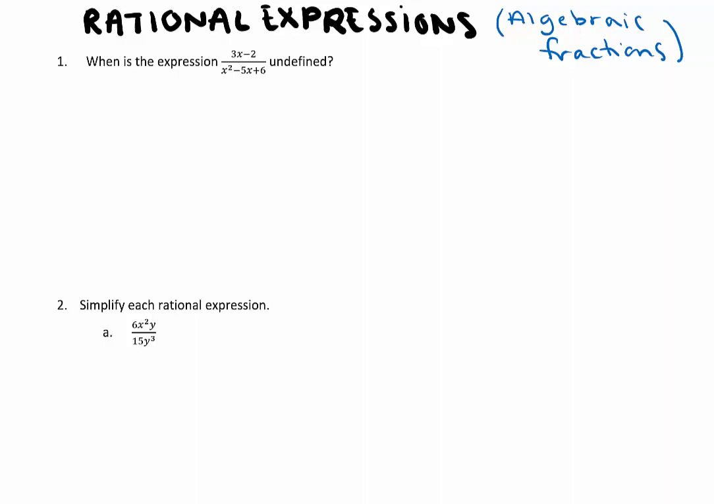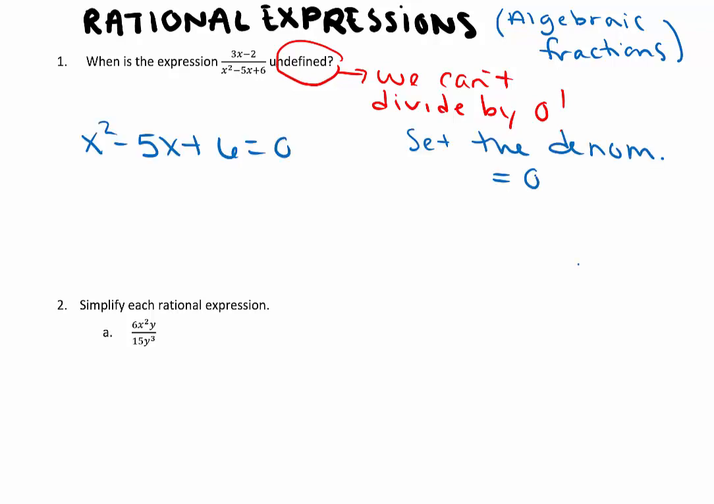Today we're going to be talking about rational expressions, which is really just another word for an algebraic fraction. So the first thing I want you to be able to do is determine when a rational expression is undefined. To answer this problem, we are going to use the fact that we can't divide by zero. Division by zero is undefined. So when is the expression undefined is basically asking us, when does the denominator equal zero?